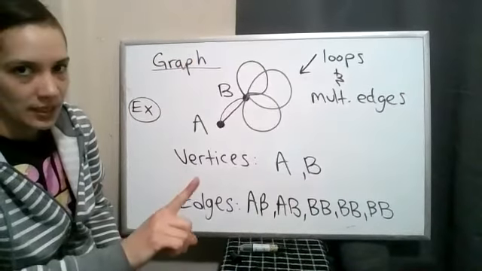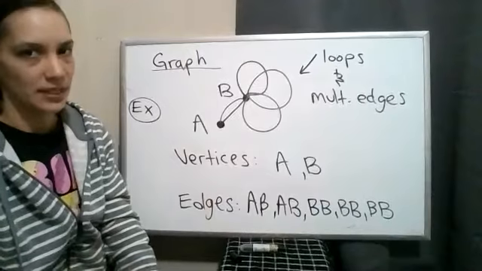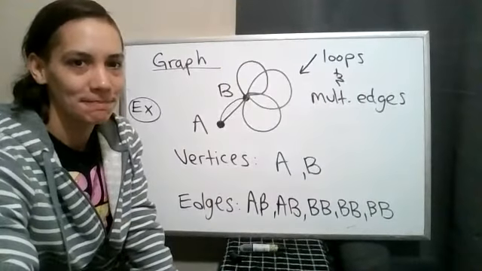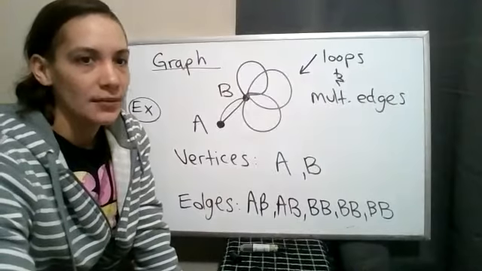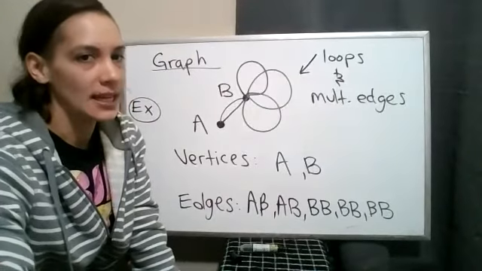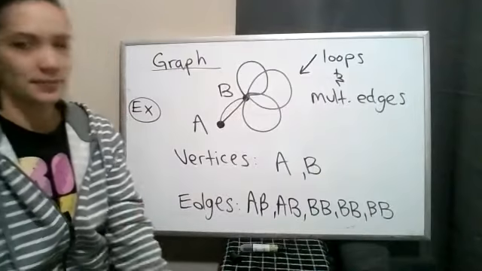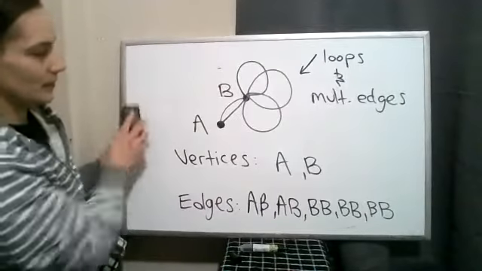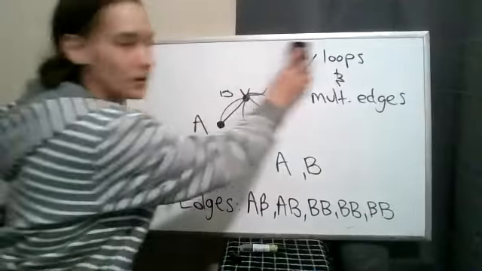I think there's one more thing to say, and then we'll do a lot of examples for the rest of class. If a graph has no loops or multiple edges, then it is a simple graph. Okay, I think we're okay to go on.